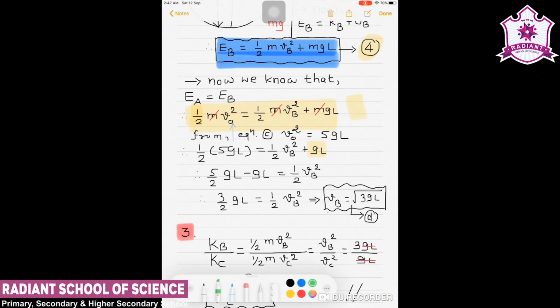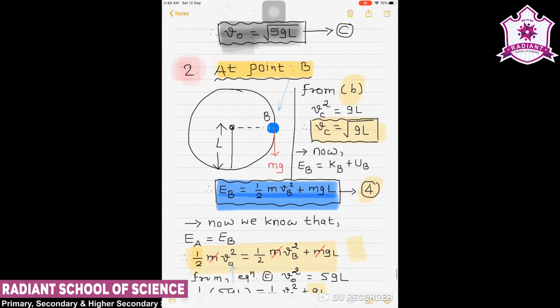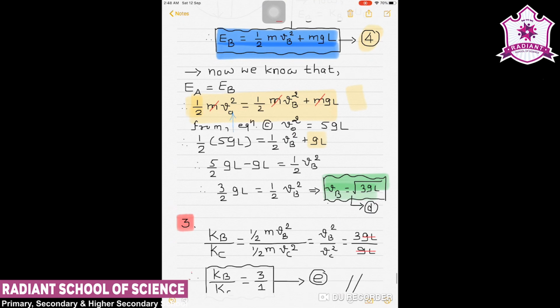So that will be our information number 2, in which we have calculated two different values. We got the velocity at point B, and we also got the velocity at point C. So vc is equal to root gl and vb is equal to root 3 gl. That is the answer for point number 2.